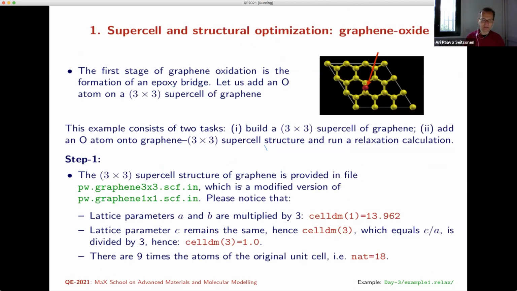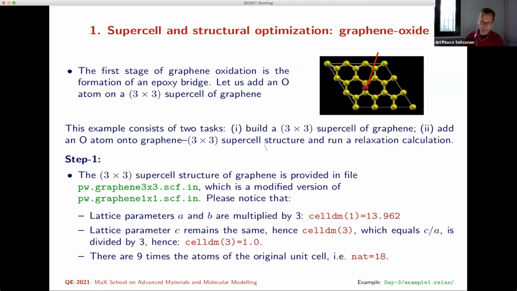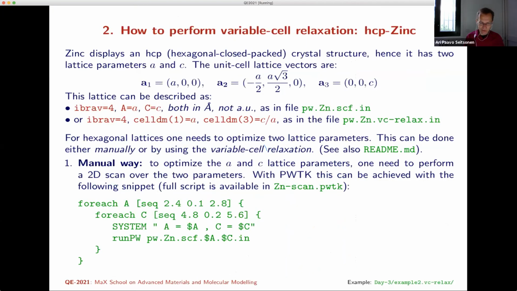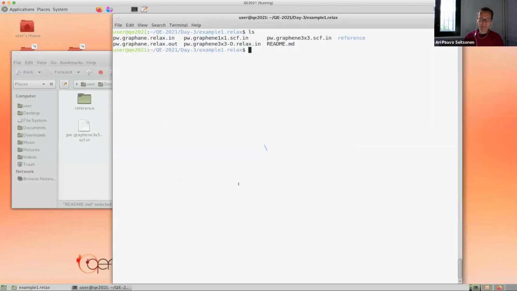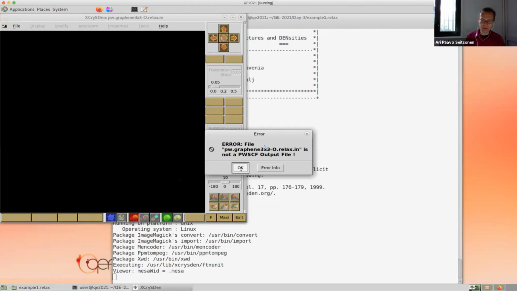So the next exercise is somewhat more. Oops, sorry, I'm confused. Keyboard shortcuts. Sorry. So the next exercise is then to run a bit more, well, let's say a system with a bit more degrees of freedom, and that's studying the adsorption of oxygen.